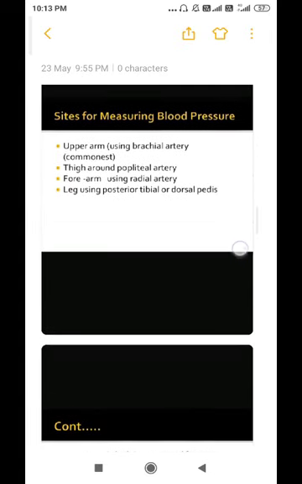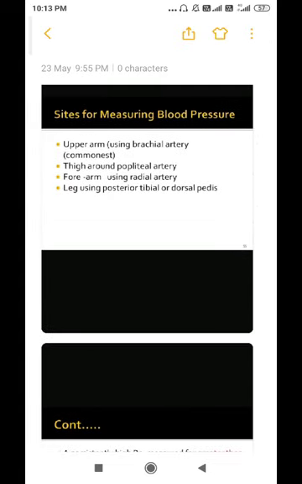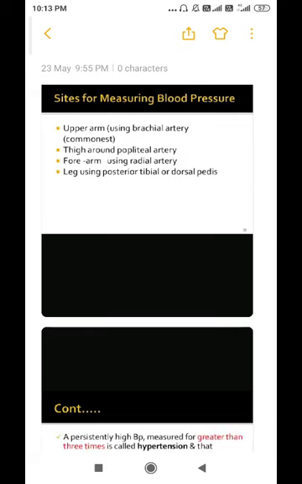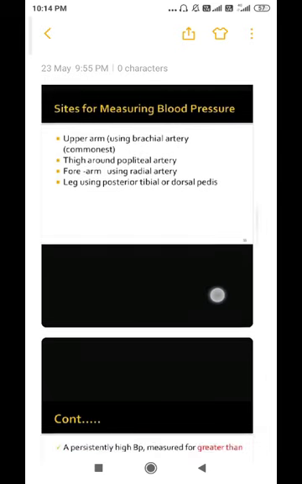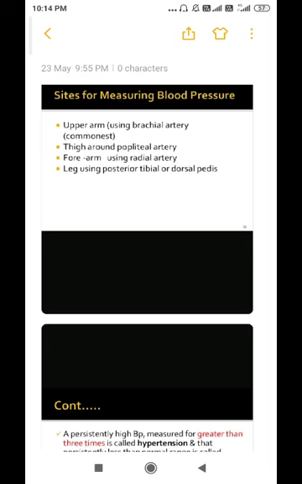And the sites of measuring blood pressure. What are the sites? The upper arm using the brachial artery, which is commonest, is the first site. The thigh around the popliteal artery is the second site. The forearm using the radial artery is the third site. And the leg using the posterior tibial or dorsalis pedis is the fourth site. We must remember these sites.